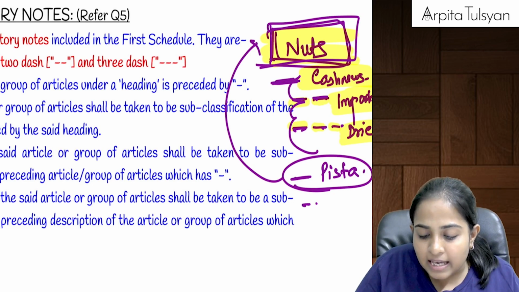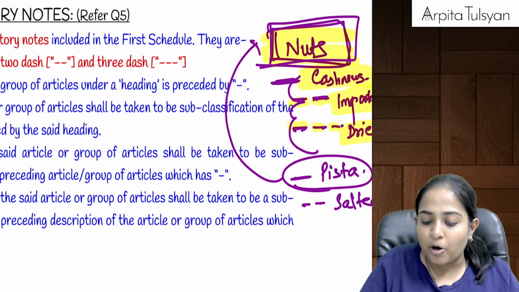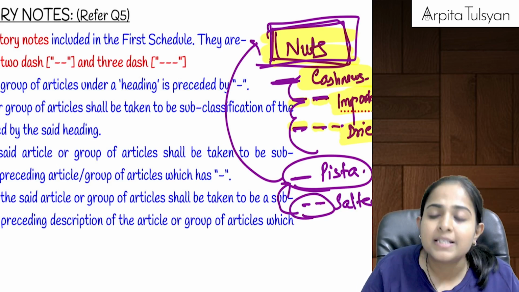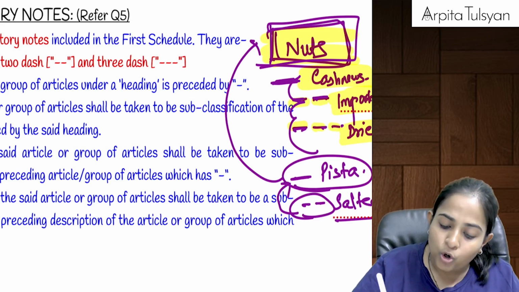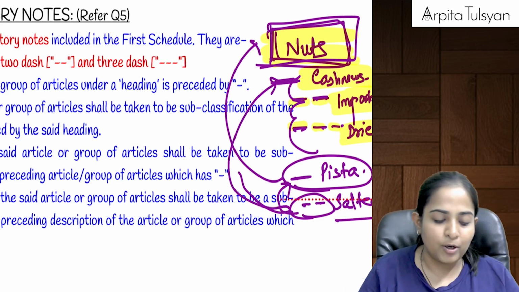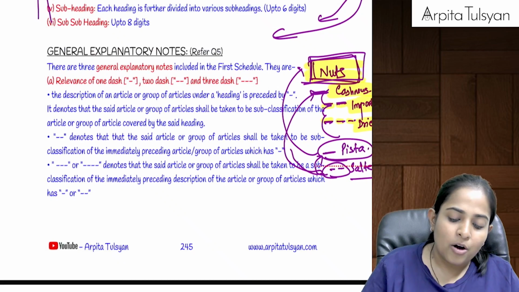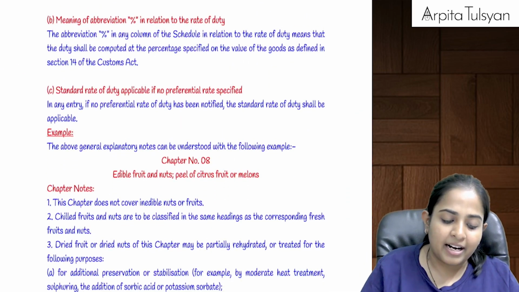Now under pista, if it is written as salted, this 2 dash is going to refer to this 1 dash. So here they are talking about salted pista. Don't go and apply this salted to the cashew. That will be nonsense. Are you clear with this? So this 1 dash, 2 dash, 3 dash point is given under the general explanatory note.